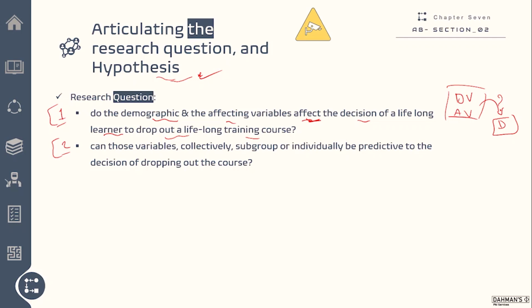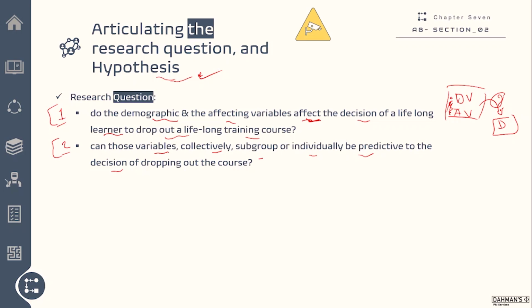The second thing we want to do is to find out whether those variables, collectively, as a subgroup, or individually, can predict the decision of the dropout or not. So after I answer the first research question by finding that correlations somehow exist, I don't know yet whether they exist only because of the demographic, or only because of affecting, or because both of them together introduce the reason of dropout. You see the complexity of this. You have to do a good set of analysis to come up with a final conclusion.